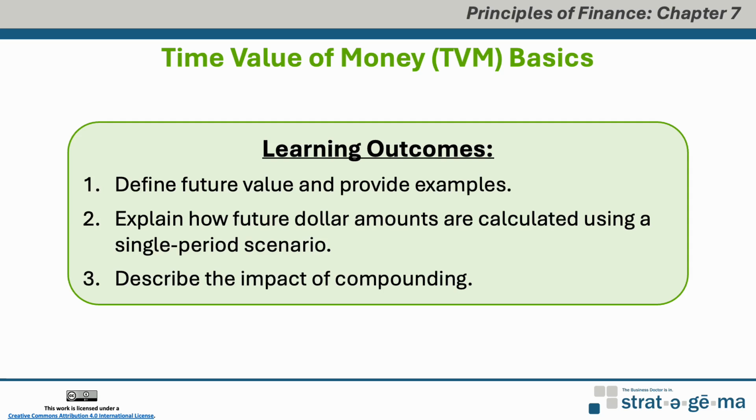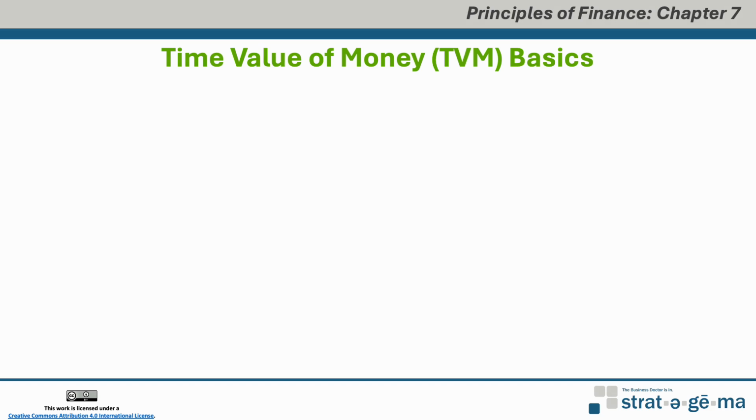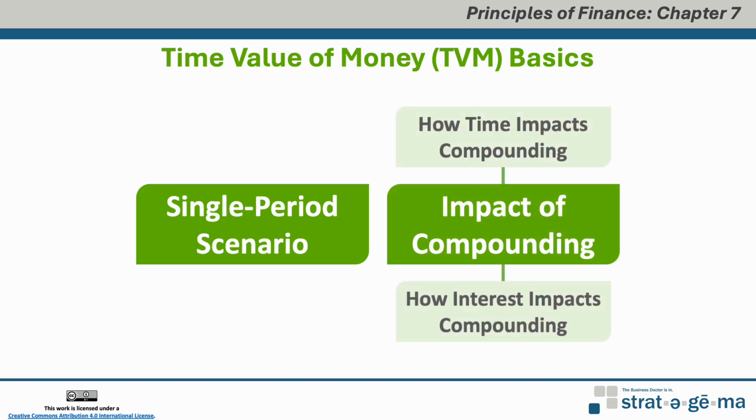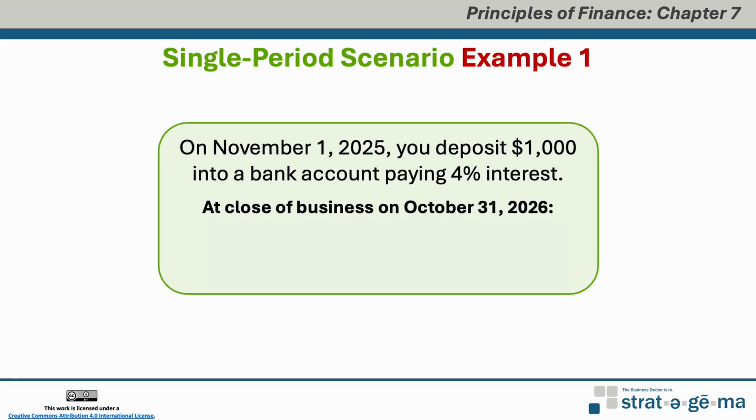All right, so let's start having some fun with this stuff and get into some of the time value of money, or TVM, basics. What we're going to do is look at a single period scenario and then look at the impact of compounding over multiple periods of time, where we'll see that there are two contributors that affect the future value or the present value of money, and those are time and interest. So let's start small and work our way up.